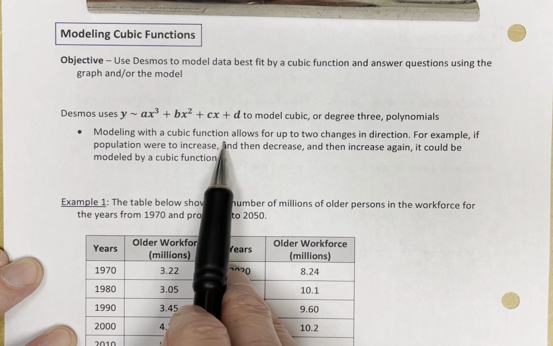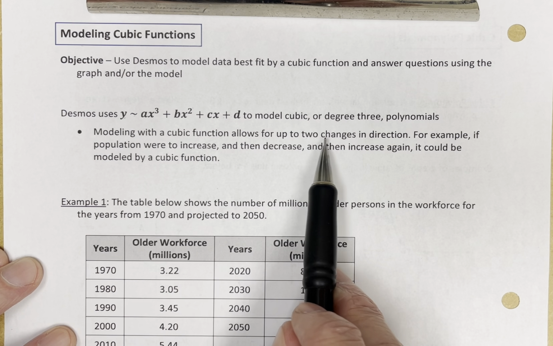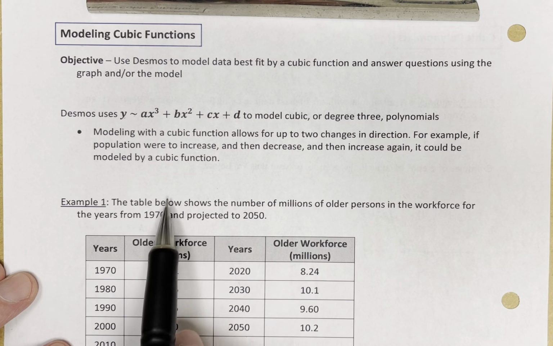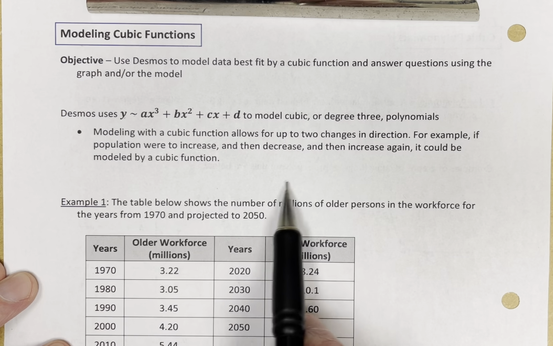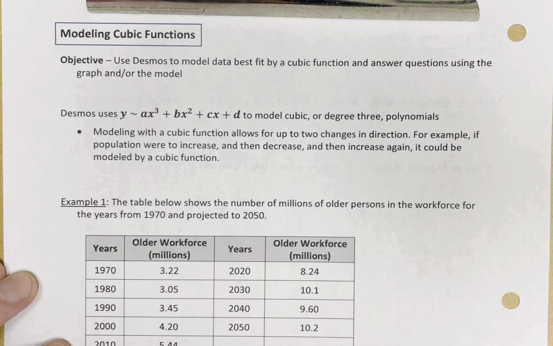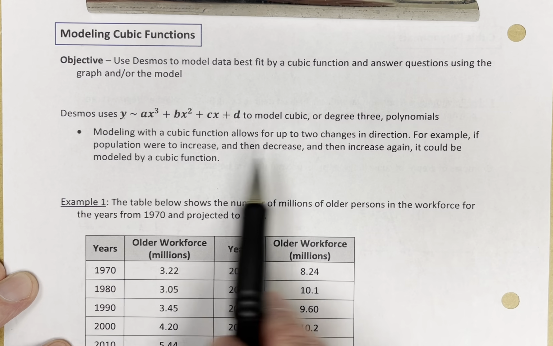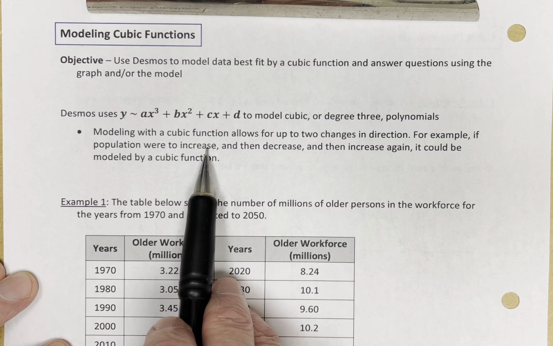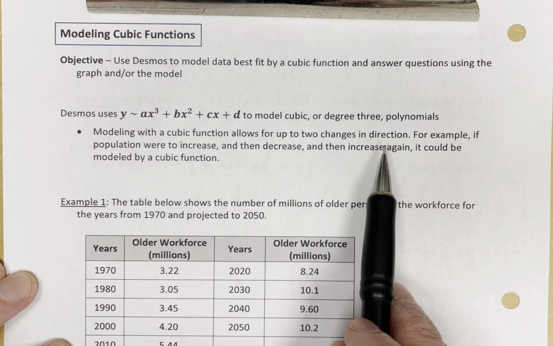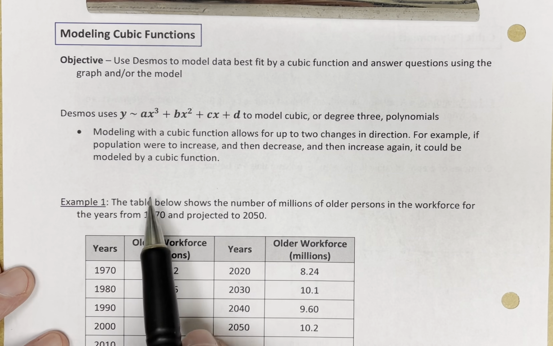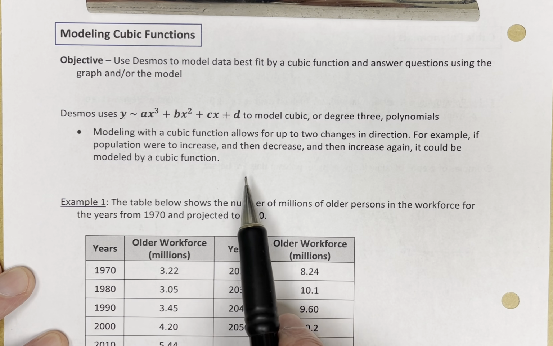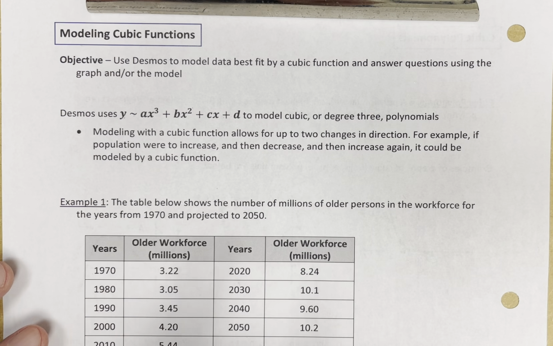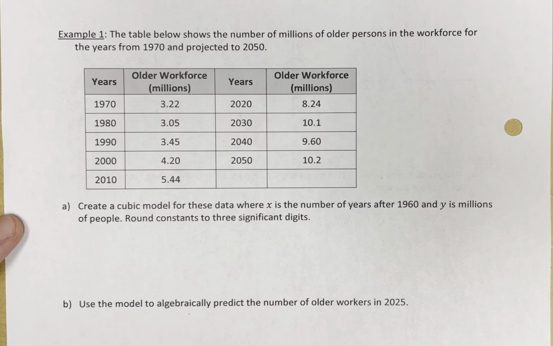Modeling with a cubic function allows for up to 2 changes in direction. We saw that in a previous video. So, for example, if we had a situation where population is increasing and then decreasing and then increasing again, we could model it with a cubic function. So let's take a look at an example.